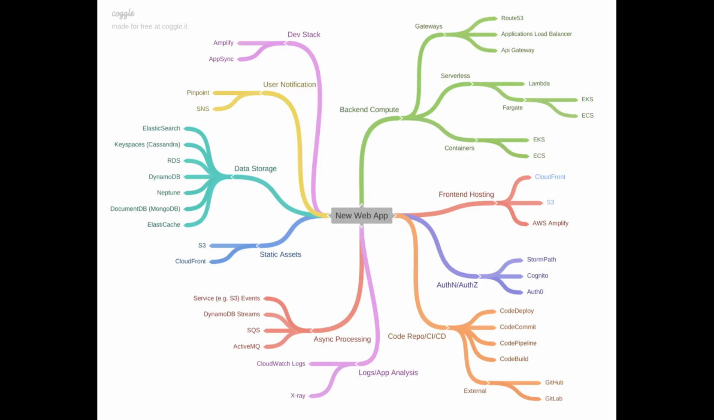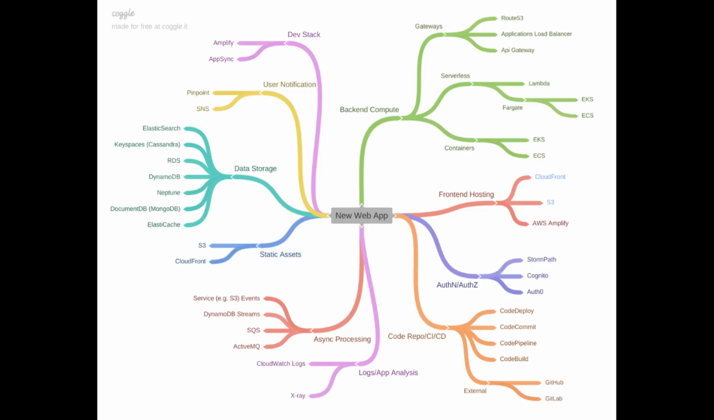Aurora is our fully managed relational database service. It includes MySQL and Postgres. I actually use Aurora MySQL quite often, especially when I have a lot of data where I need to run joins on.